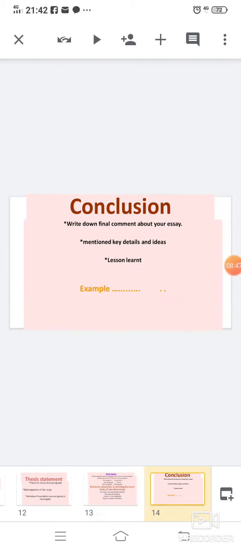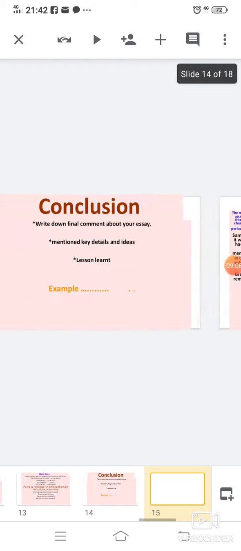In the conclusion of your essay, you are expected to give some final comments about your essay. This is where you can restate some of the key details and ideas mentioned in the body. In addition, you should stress the lesson you have learned from a particular situation and leave readers with something to think about.